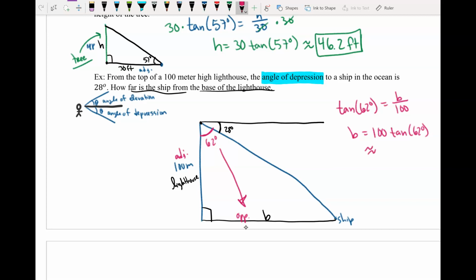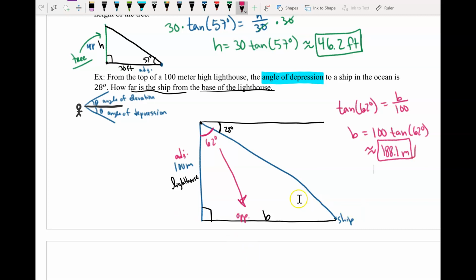So you can put that in your calculator, 100 times tangent of 62. Okay, and I think I'm in the wrong rating. This calculator, I'm in the wrong one. So 100 tangent of 62 degrees, that gives me 188.1. And then this gives us meters.